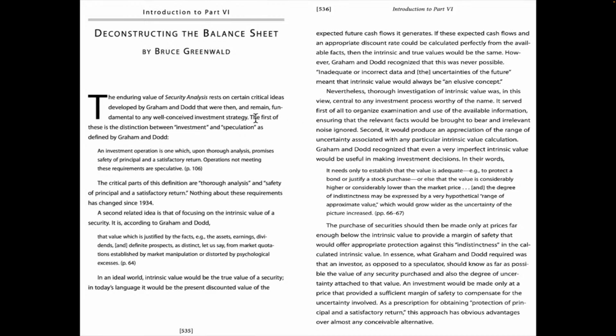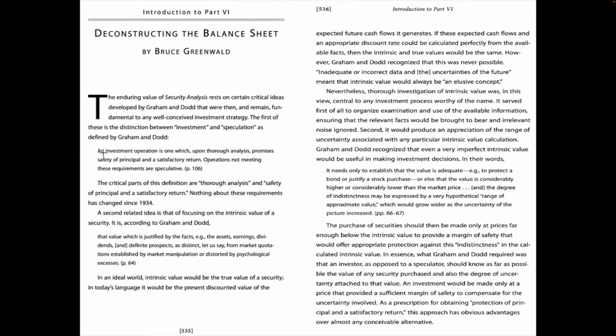In this book, we're going to cover just these 2 pages. That's it. We've already covered the first idea: it says here that the first of these is a distinction between investment and speculation. We've covered this many times, and if this is the first time you've heard about it, it's okay.